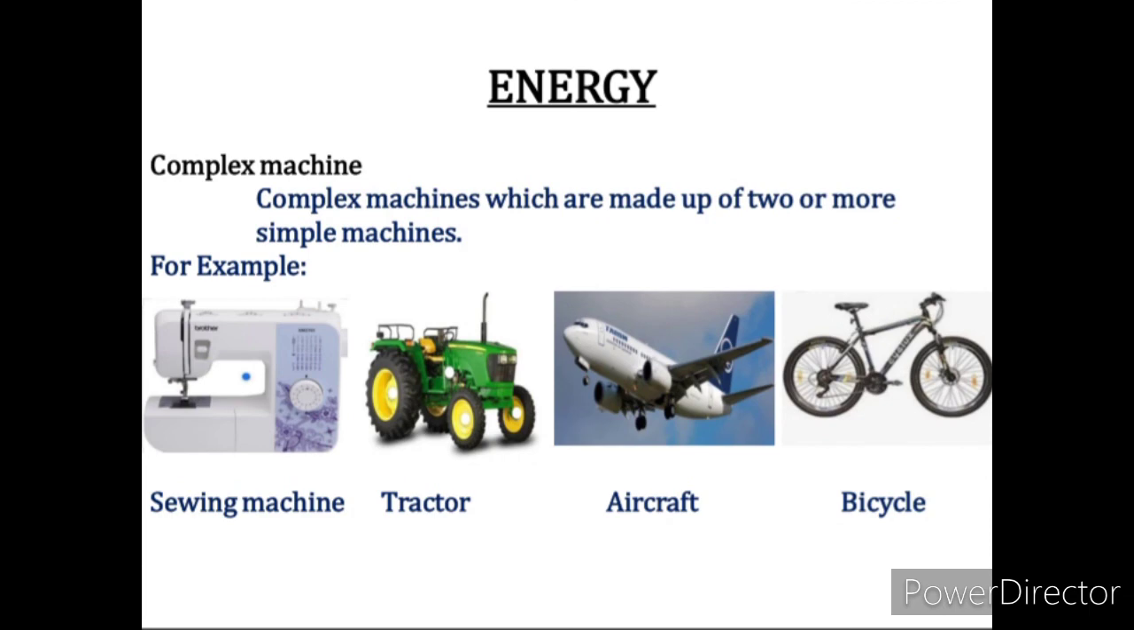Complex machines. These consist of a large number of simple machines combined together, or complex machines are made up of two or more simple machines. For example, swing machine, tractor, aircraft, bicycle, etc.